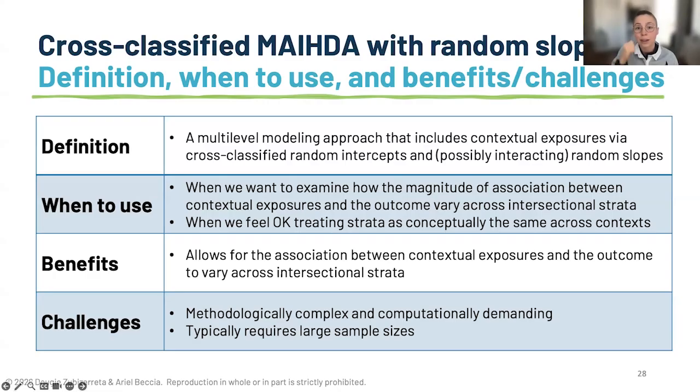And so we'll want to be thinking about that in terms of our interpretation if we go that route for analysis, or if we use this method for analysis. However, a key benefit of this method is that it allows for the association between the contextual exposures and the outcome to vary across intersectional strata. It does have two key challenges, but these are similar to the other MAIHDA approach that we discussed, where it's methodologically complex and computationally demanding, but that is in comparison to single level analyses, where again, we're not adequately accounting for the fact that our data are nested. And second, it typically requires large sample sizes.